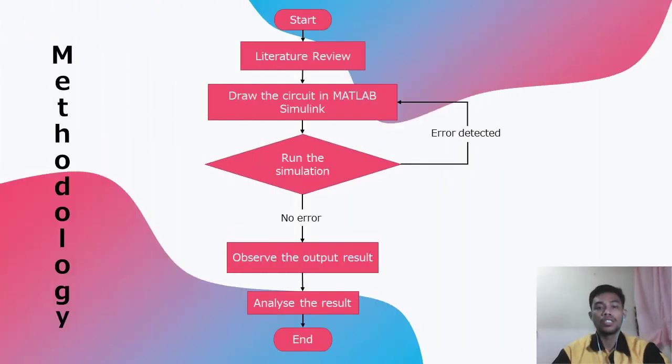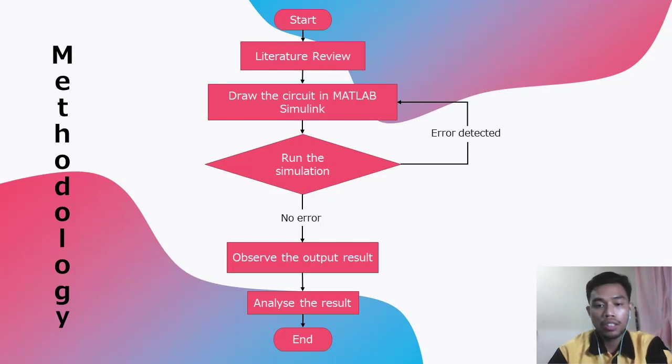The next part is the methodology, which is the overview of the workflow that has been done in this assignment. For the first step, we do the literature review, which is finding information about the disturbances, and then we draw the circuit in the MATLAB simulation for Task 1 and Task 2, and we run the simulation.